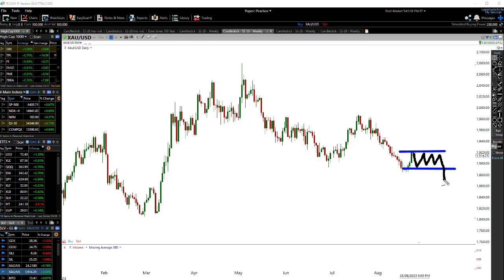And if that happens, guess what? We're probably likely to at least run back down towards the 1800 level. So if this pattern does start to build up on the gold market, guys, then this is going to be something really interesting in the markets from there.